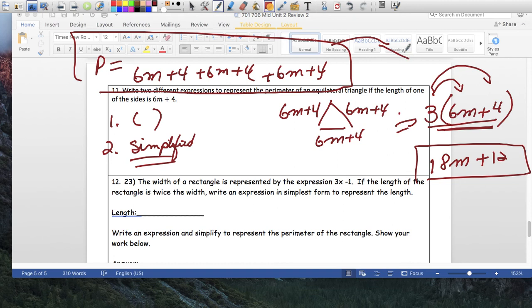So you would take this, change it to this, and then if they wanted a simplified version, obviously you would combine the like terms. And if you combine like terms, you would get 18m, because 6m plus 6m plus 6m is 18, and then 4 plus 4 plus 4 is 12. So these would be the 2 expressions that you would need to come up with.